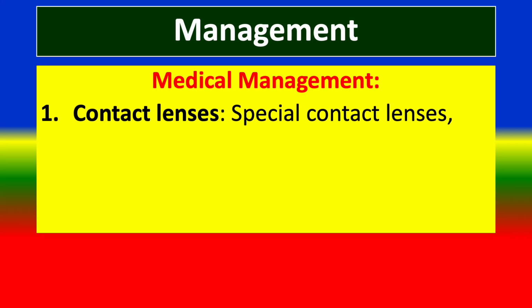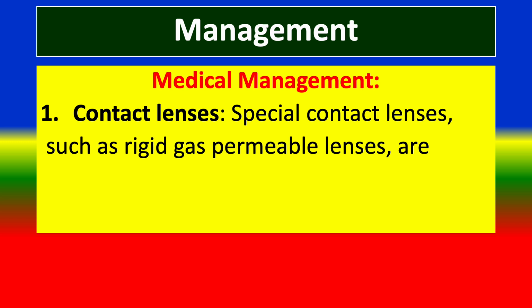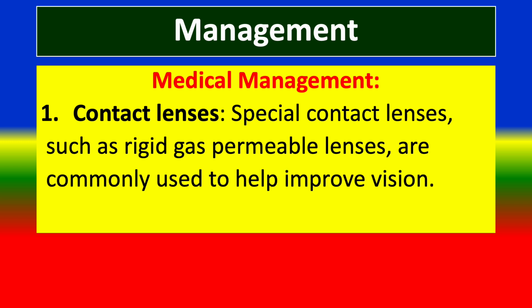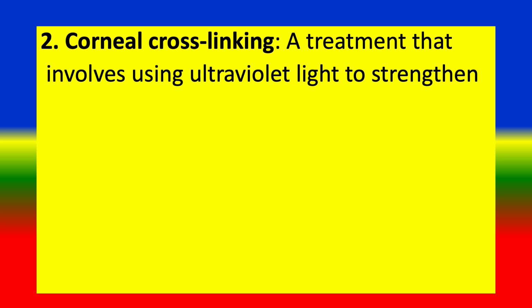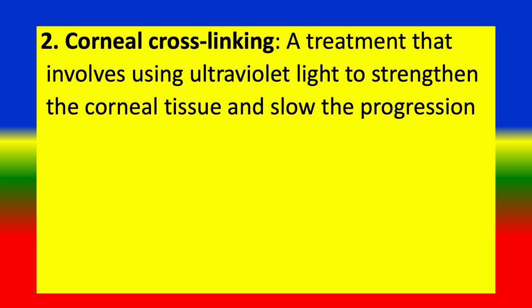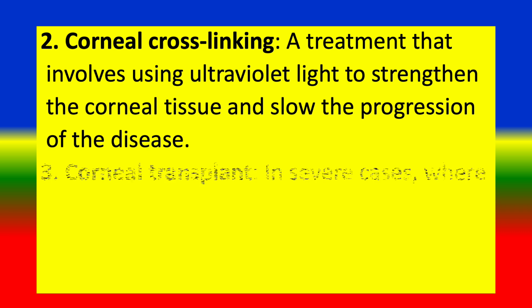Management. Medical management. 1. Contact lenses. Special contact lenses such as rigid gas permeable lenses are commonly used to help improve vision. 2. Corneal cross-linking, a treatment that involves using ultraviolet light to strengthen the corneal tissue and slow the progression of the disease.